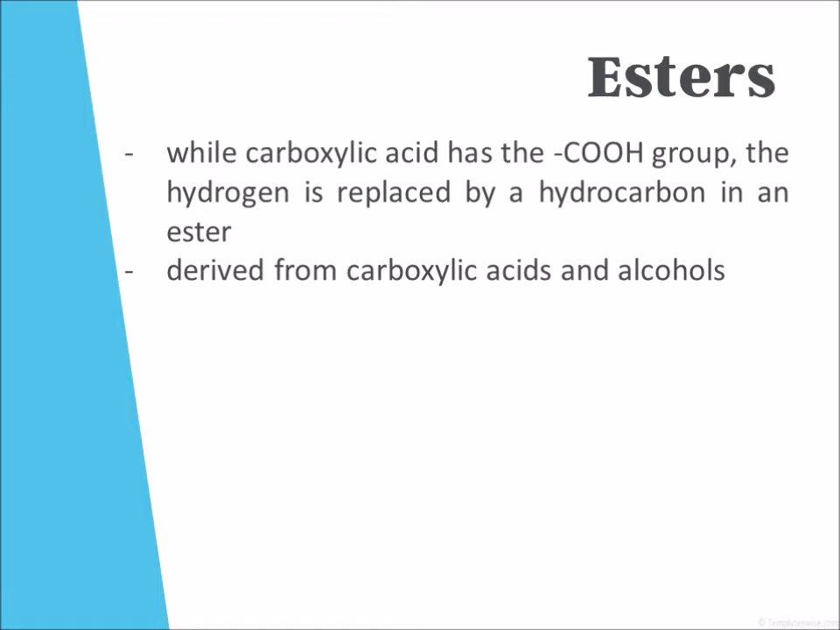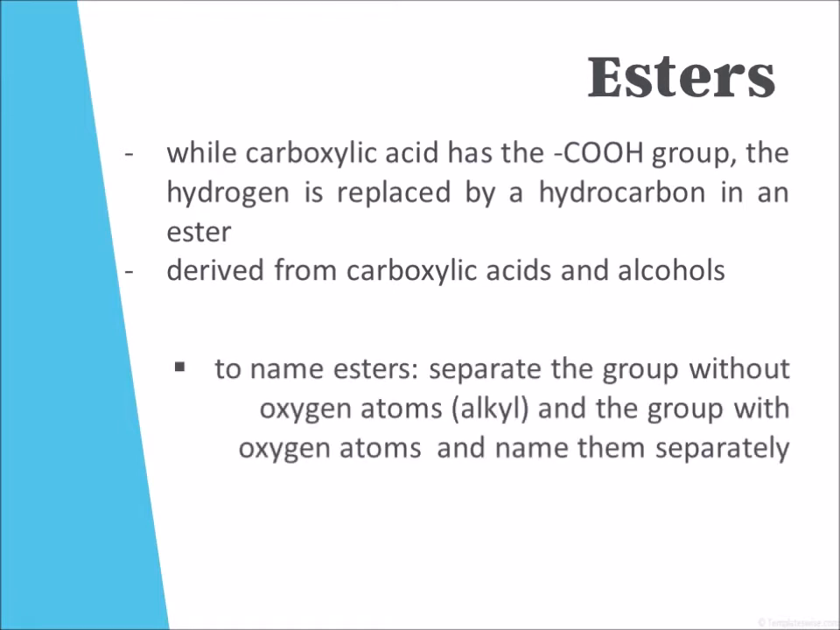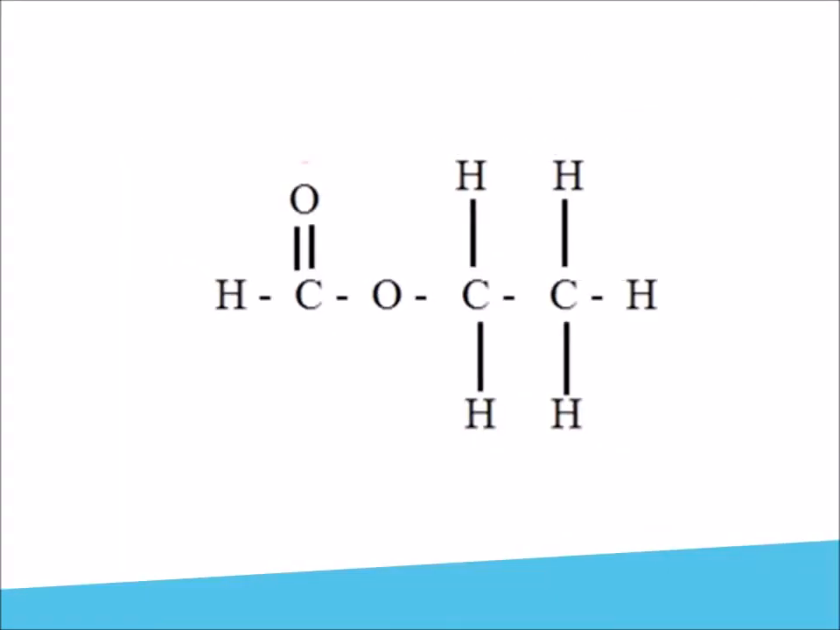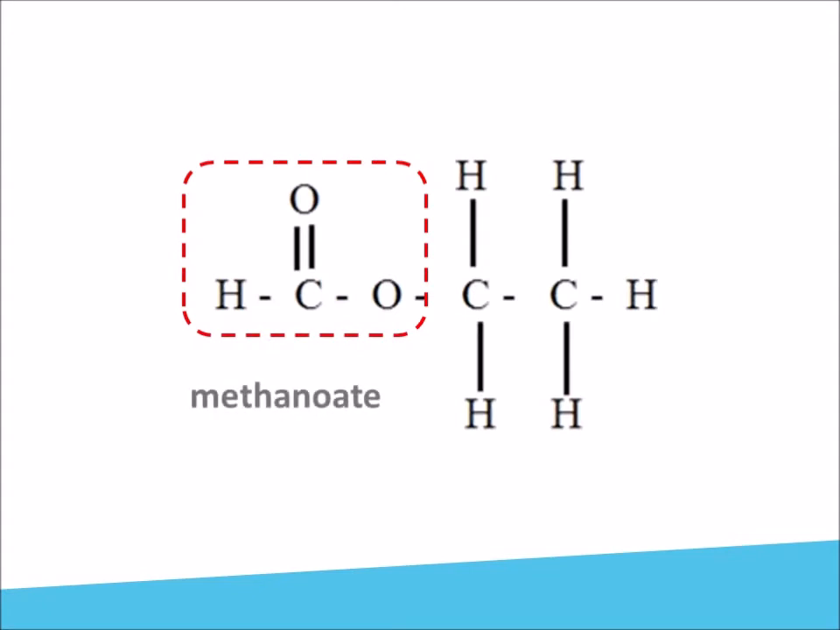The ester is going to be in the middle of the chain. So when you name them, you have to separate out the group that doesn't have O's in it and the group that does have oxygen in it and name them separately. In the example, we have one carbon with the ester group in it. So that's going to be methane with the ending changed to -oate.